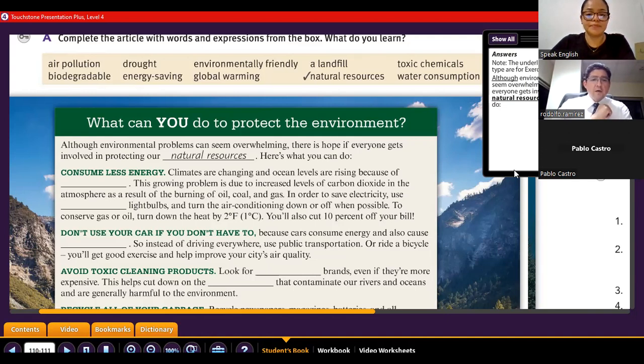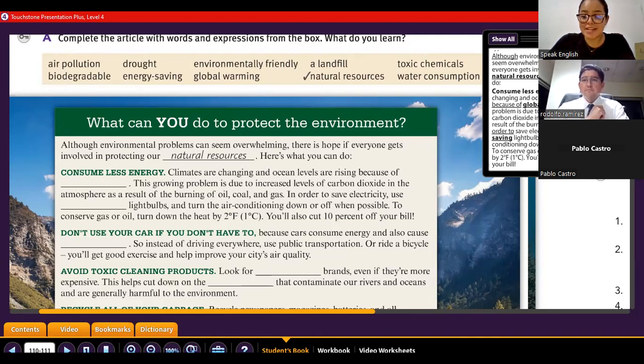Continue, please. This warming problem is due to increased levels of carbon dioxide in the atmosphere as a result of the burning of oil, coal, and gas. In order to save electricity, use energy-saving light bulbs, and turn the air conditioning down or off when possible. To conserve gas or oil, turn down the heat by two Fahrenheit degrees, or one degree Celsius. You also cut 10% of your bill. Okay, very good, excellent. Let's see, it's energy saving. Very good. That is the correct answer.